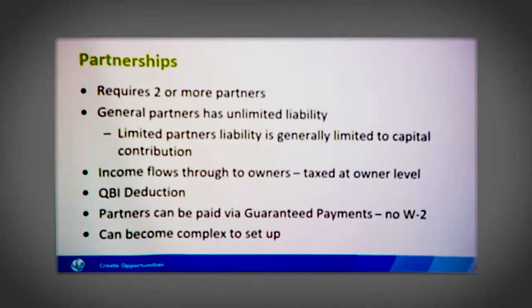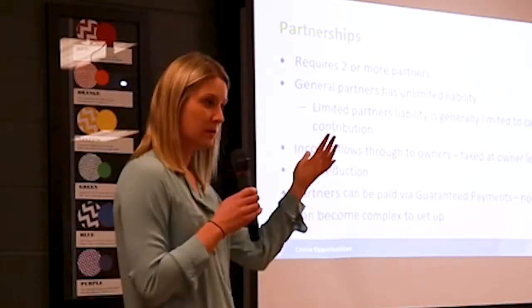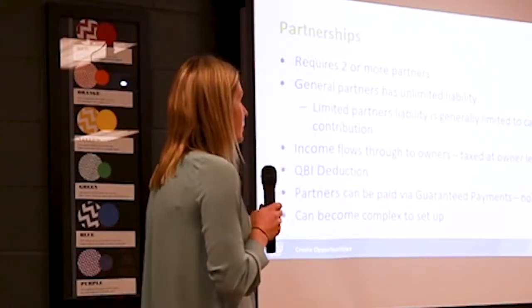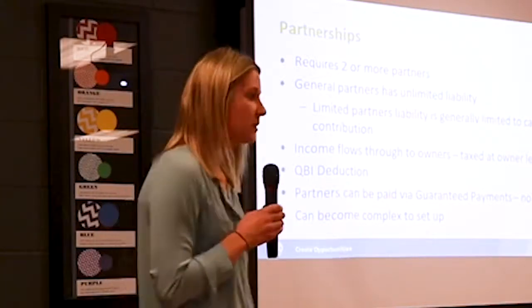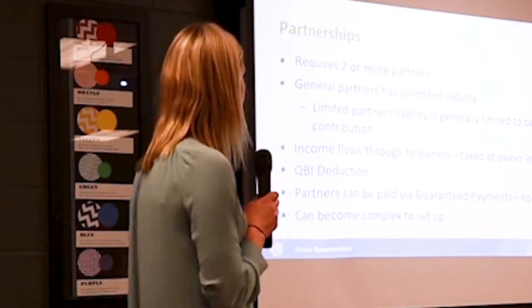So then we come to partnerships, which can be pretty similar to S corps. You are required to have 2 or more partners. So, I don't know how much this applies to artists. I don't know if they typically practice alone or with others. General partners can have unlimited liability. Again, then limited partners, if you create an LLC and elect to be taxed as a partnership, they can limit your liability to just the money you put in.